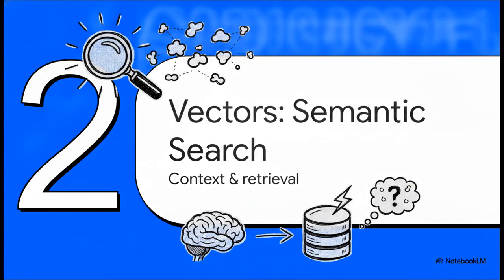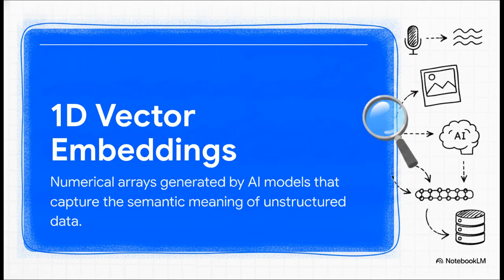Section 2, Vectors, Semantic Search and Context. Building real-world AI applications is a massive logistical challenge. Think about it. You have to manage unstructured raw media, process high-dimensional math, and feed incredibly fast GPU training pipelines all at once. It absolutely demands a highly specialized team. So to understand our first specialist, vector databases, we first have to understand what they actually store, and that is 1D vector embeddings. These are numerical arrays generated by AI models.